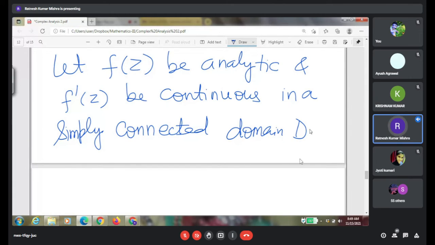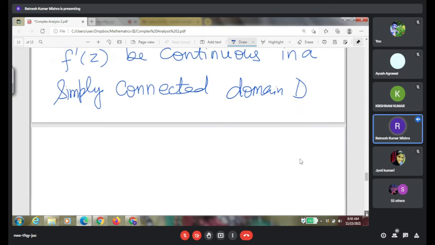That f(z) is analytic and its derivative is continuous. Means f(z) is continuously differentiable. Okay, so f(z) is analytic means f(z) is differentiable at every point inside D. Apart from this, its derivative f'(z) is also continuous in the domain D. So if these two things happen, we can say that its integration is zero.